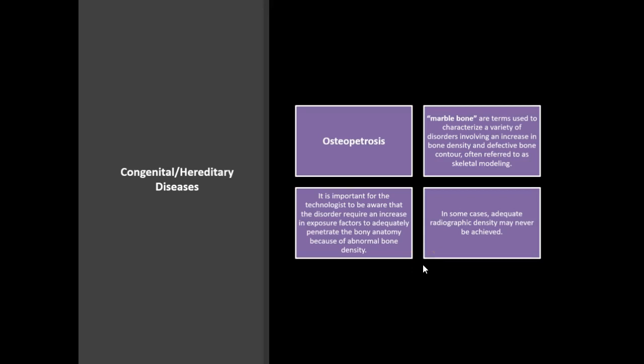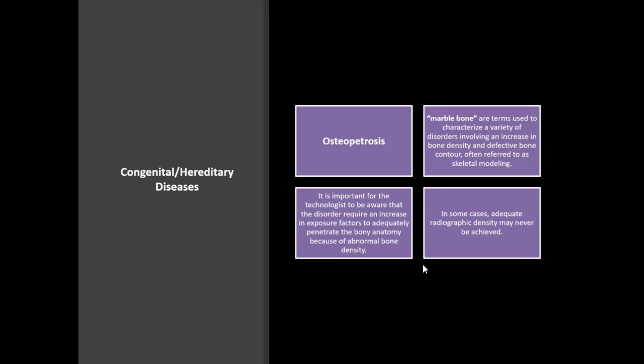Osteopetrosis. Now, osteopetrosis is kind of opposite of osteoporosis, so pay attention. Make sure you read the word correctly. So osteopetrosis is called marble bone. It's a term used to characterize a variety of disorders involving an increase in bone density and defective bone contour, often referred to as skeletal remodeling or modeling. It is important that the technologist be aware of osteopetrosis because it's going to change your techniques.